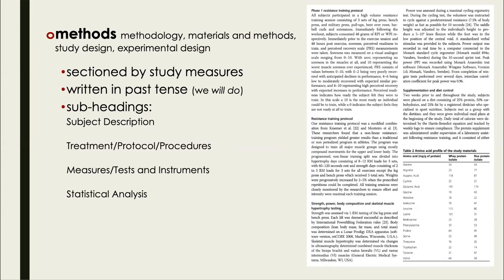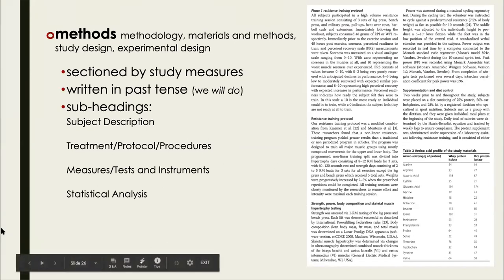Again, this is going to be subdivided into different measures they're looking at. For example, this one, they subdivided it into phase 1 resistance training protocol, and then there's resistance training protocol, strength, power, body composition, and skeletal muscle hypertrophy testing, supplementation, diet control, etc. And then it's always written in past tense. So what we did.